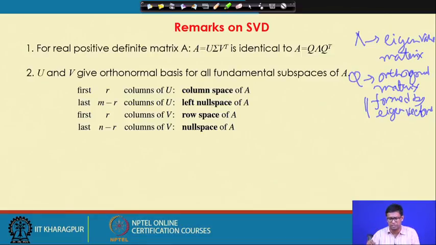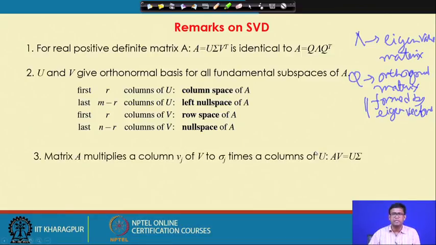And this is a very interesting property: matrix A multiplies a column Vj of V to give sigma j times a column of U. What is sigma j? Sigma j is the square root of an eigenvalue of A transpose A, or the singular value of A. So, A multiplied with V will give U multiplied by the singular value matrix. So, AV is equal to U sigma.